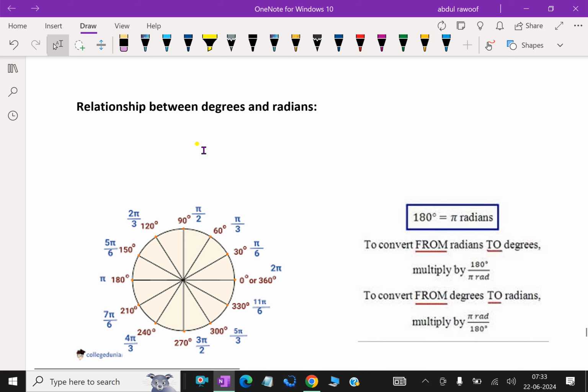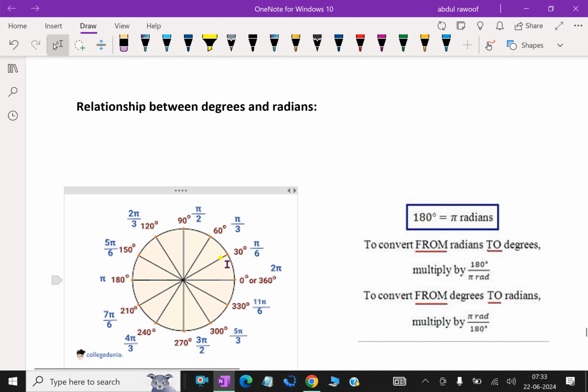Next, the relationship between degrees and radians. You have to remember pi radians equal to 180 degrees always. To convert from radians to degrees, we multiply by 180 over pi. To convert from degrees to radians, you multiply by pi over 180. Look here: this circle is divided into 12 equal parts. Each part has 30 degrees, increasing from 0 in the anti-clockwise direction. Here 0 degrees or 360 degrees is the starting and end point, 2 pi radians.